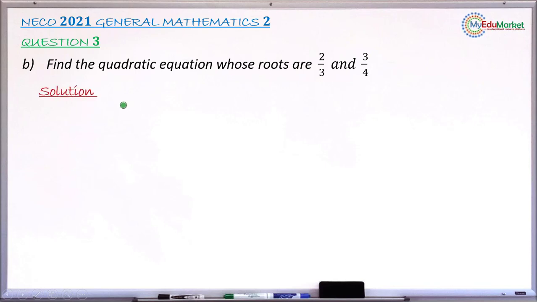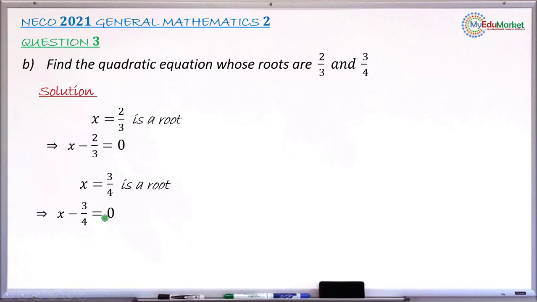Solution to the problem. What you do first is to introduce a letter that will now be in your quadratic equation. I let x. So x equals 2 over 3 is a root, because in the question it says 2 over 3 is one of the roots of that quadratic equation. So x can be 2 over 3, and this is a root. If 2 over 3 is taken to the left-hand side, you now have x minus 2 over 3, and by the right, you now have 0. Similarly, considering 3 over 4 as a root, so x can be 3 over 4. So taking 3 over 4 to the left-hand side, you now have x minus 3 over 4 equals 0.